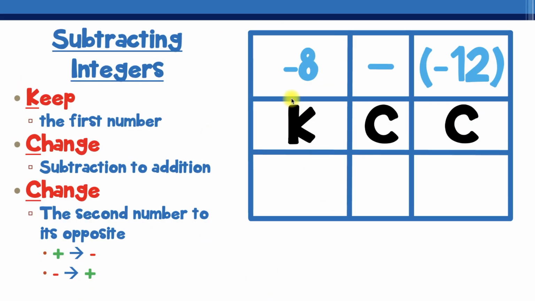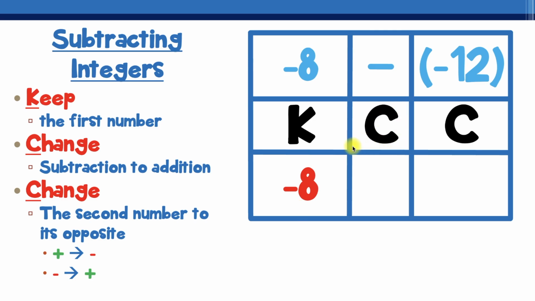In this question, we have -8 minus -12. Because we're subtracting integers, we're going to use a strategy called KCC. This K stands for keep, and that means we're going to keep the first number, this -8 here, exactly the same. So in this box here, we're just going to keep -8.